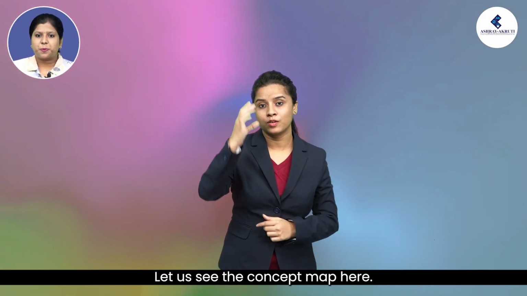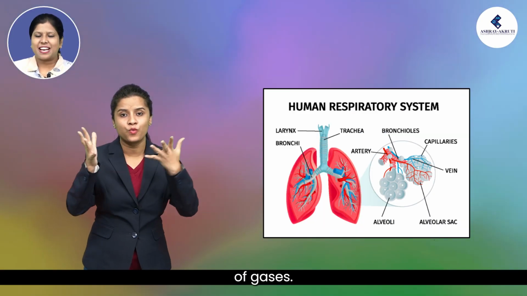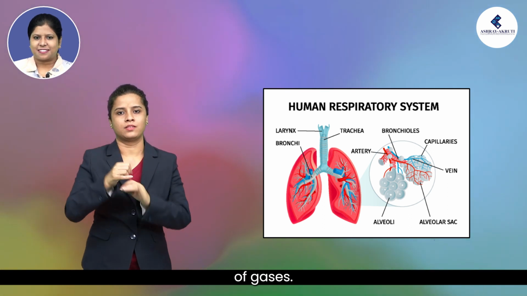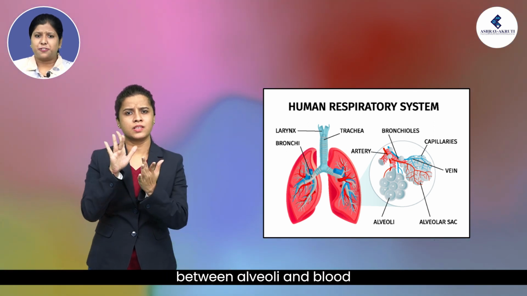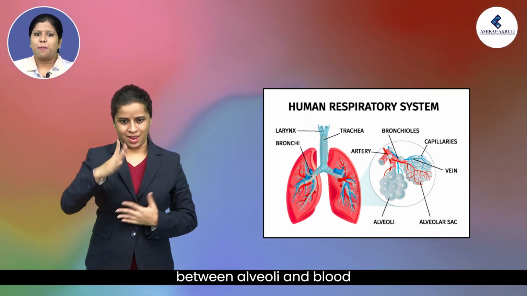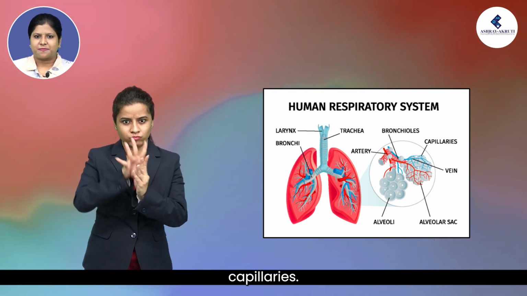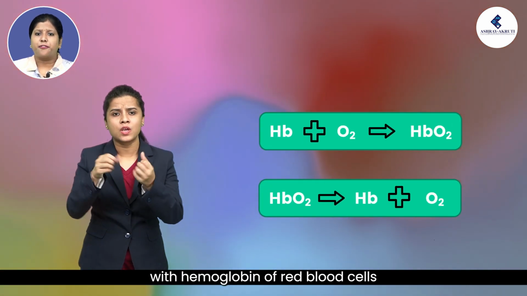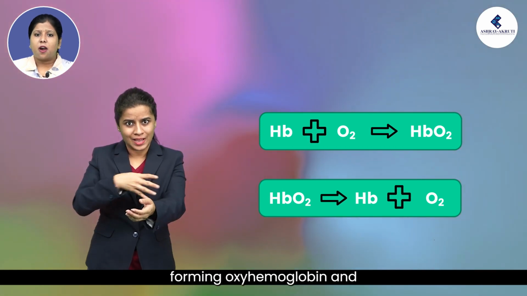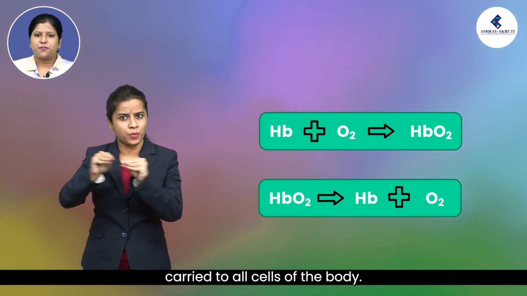Let us see the concept map here. The air is a mixture of gases. In the lungs, the gaseous exchange takes place between alveoli and blood capillaries. The oxygen binds with hemoglobin of red blood cells, forming oxyhemoglobin and carried to all the cells of the body.